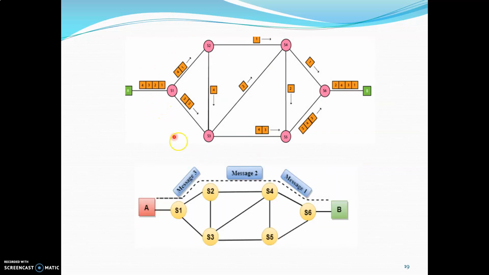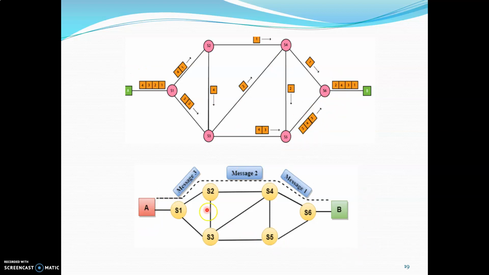The first one is packet switching. Here the data is divided into small packets. It is sent through different paths. Here S1, S2, S3, S4, S5, S6, 6 switching nodes are connected. A is the sender, B is the receiver. The data is sent through different paths, but at the end of the process, the receiver gets the order 2, 4, 3, 1. He will reorder based on the sequence number.